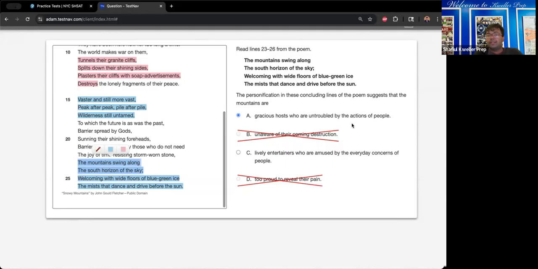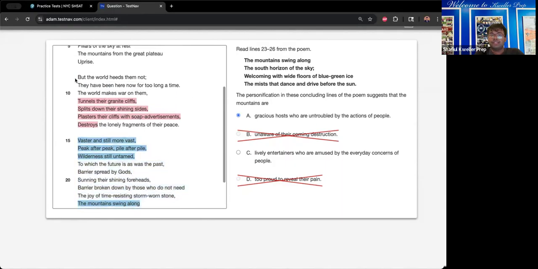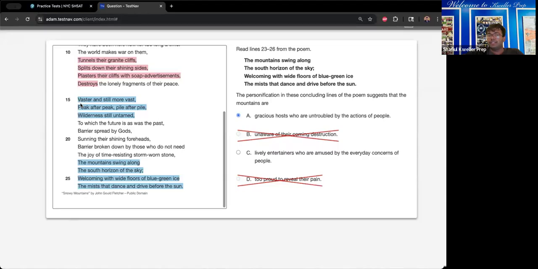Why can't it be that they're too proud to reveal their pain? Aren't people destroying nature? That is true, but I don't get the idea here that nature is feeling sad or is suffering pain from what people are doing. In the second stanza, we see that people are destroying it, but we don't really see what nature feels about it. In the third stanza, we see more specifically that it seems like nature doesn't even care about what's going on, and they continue to thrive. So the answer should just be A.